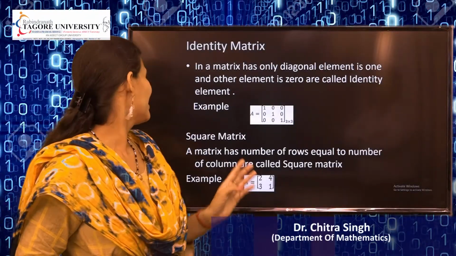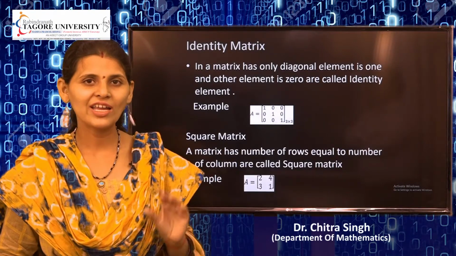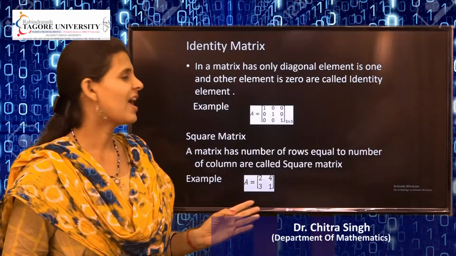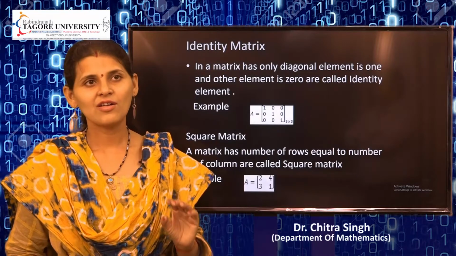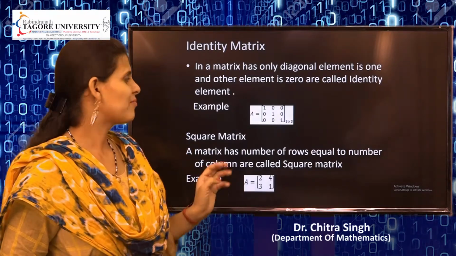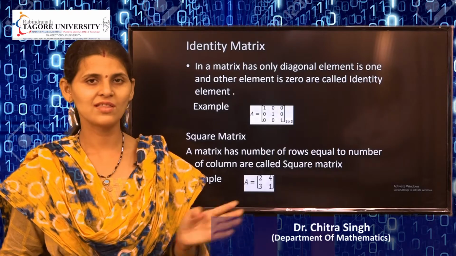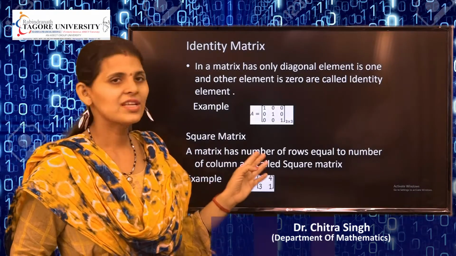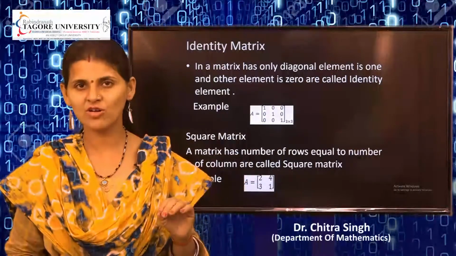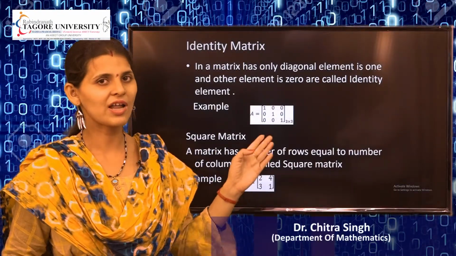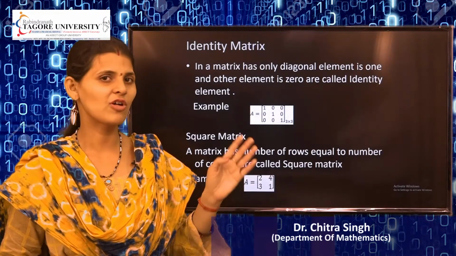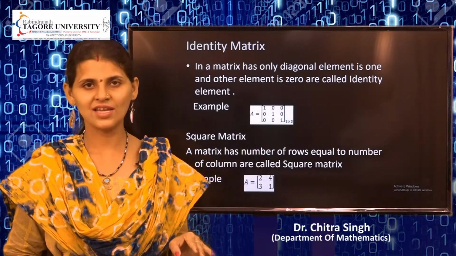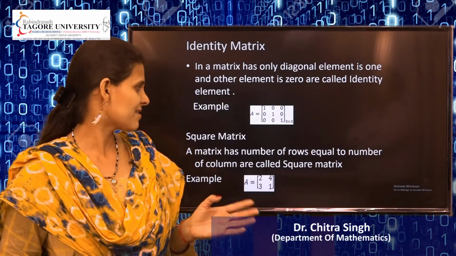Identity matrix. If a matrix has only diagonal elements equal to 1 and the other elements are 0, it is called an identity matrix. Example: 1 0 0, 0 1 0, 0 0 1. We see that only the diagonal elements are 1. This is called an identity matrix, and its order is 3 cross 3 because the number of rows R1, R2, R3 is 3 and the number of columns C1, C2, C3 is 3.